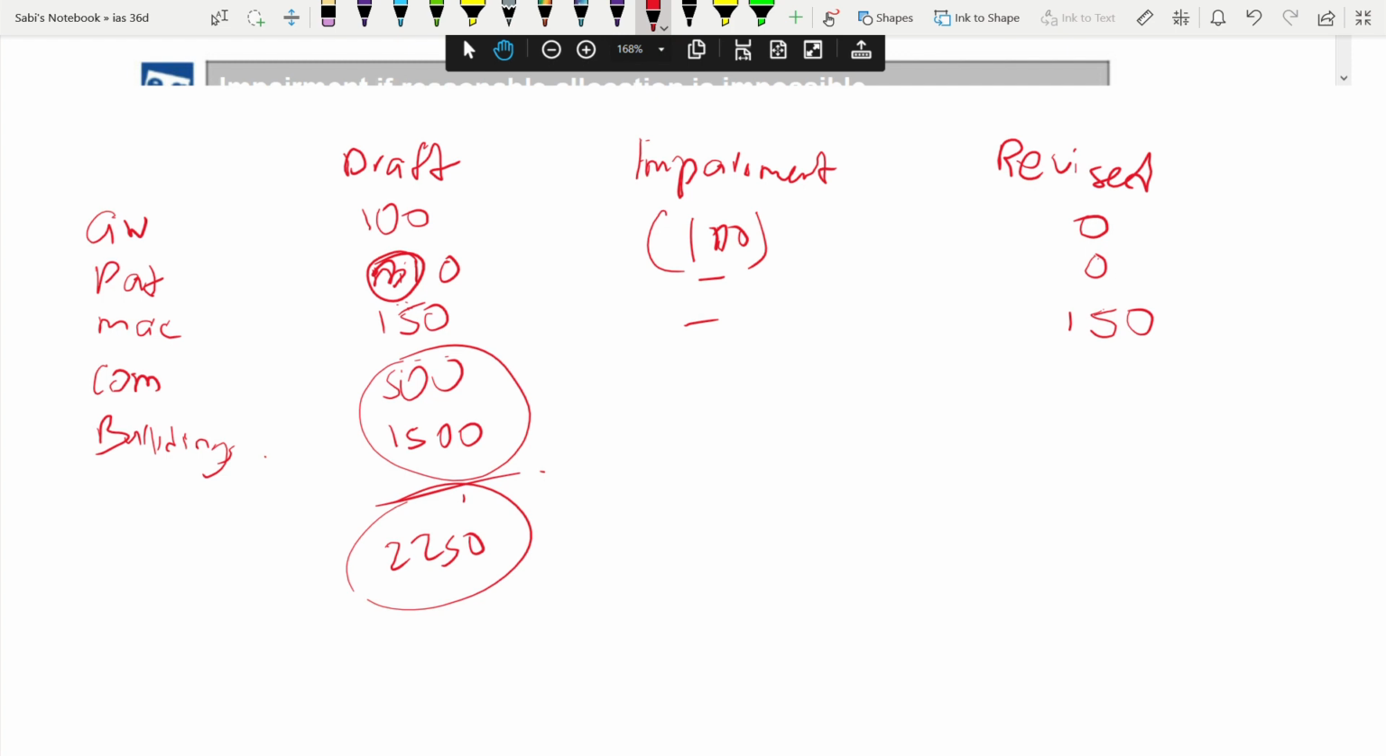Now you need to find out this impairment part. And the recoverable amount.